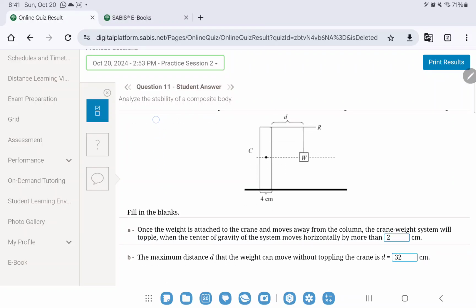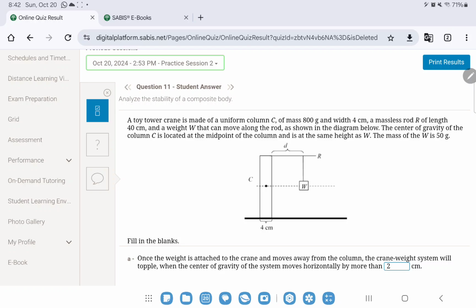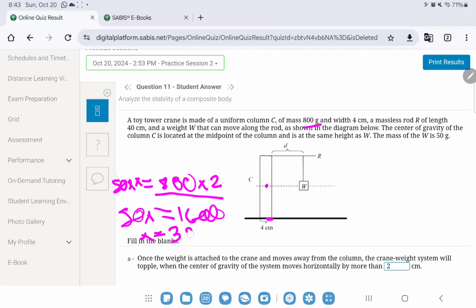The maximum distance that the weight can move without toppling the crane is what? So what we have to do for this part is clockwise moments equals counterclockwise moments. Sorry, you're going to find the clockwise moment of the center of gravity, C. So we're going to do 800 grams times the 2 centimeters that we need before it topples over. This is your distance. That equals W times 50, or well, 50 times X, which is your distance. So we get 1600 equals 50x. X will equal 32. That is it. And let's move on to the next question.